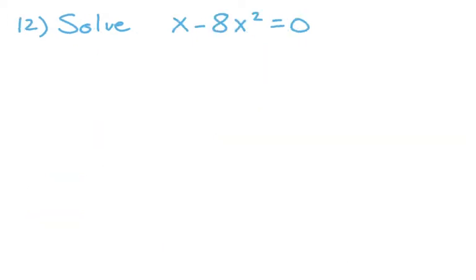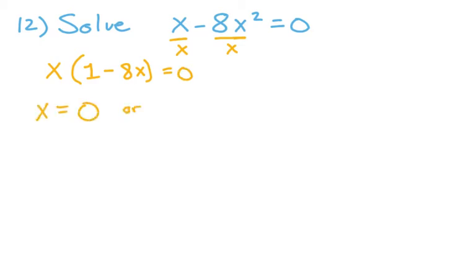Not too bad. Here's another one. This one's already set up, so just factor out that x. You might say, what's left when I divide x by x? 1. What's left when I divide 8x squared by x? Well, that's going to be minus 8x equals 0. So either x equals 0 or 1 minus 8x equals 0.